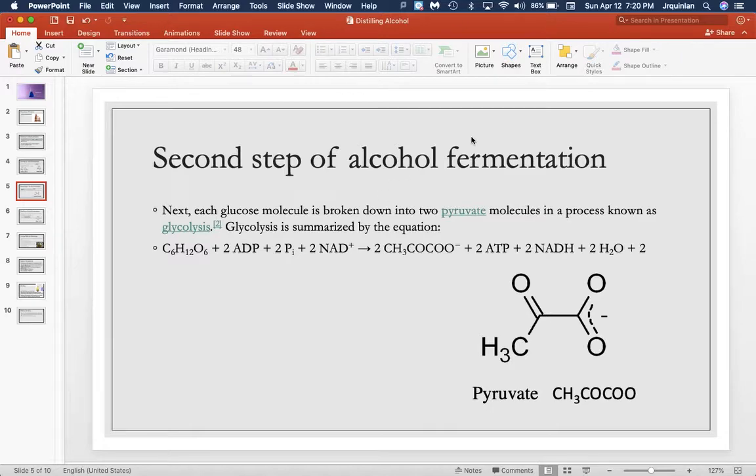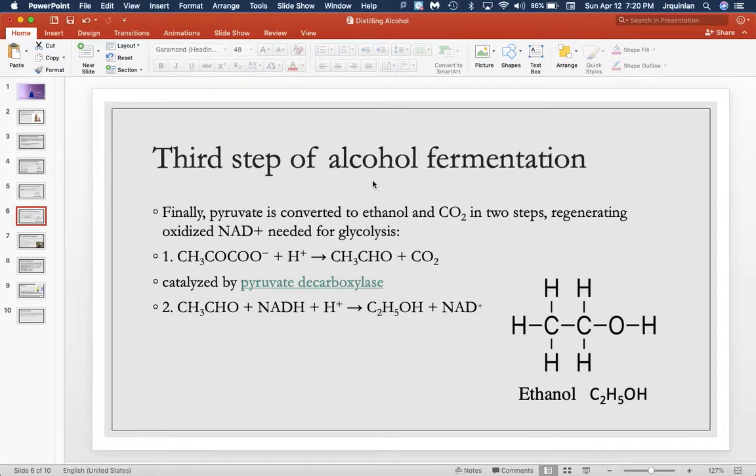The next step of fermentation is when each glucose molecule is broken down into 2 pyruvate molecules shown here. This process is known as glycolysis, and it's summarized by this equation here, where glucose and ADP go into pyruvate and ATP. Now, finally, the pyruvate is converted to ethanol and carbon dioxide in 2 steps. And once again, the chemical equations are there, and so it's broken down into ethanol. So that's fermentation right there.